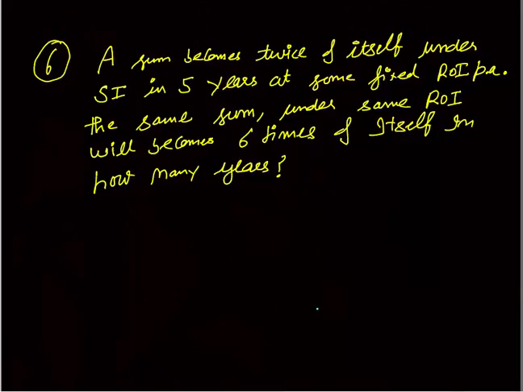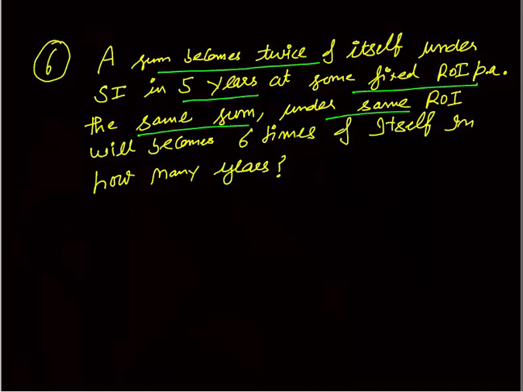This is the last question of this session. The question says that a sum becomes twice of itself under simple interest in 5 years at some fixed rate of interest per annum. The question says that the same sum under the same rate of interest will become 6 times of itself in how many years? Let me first explain the question.